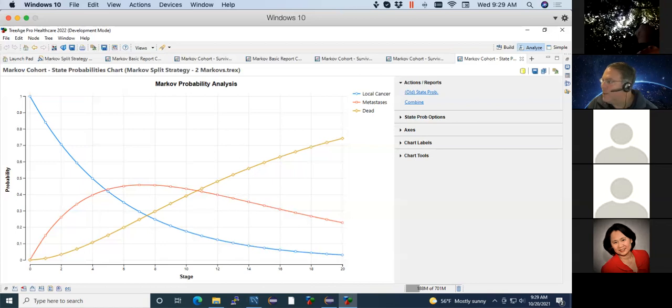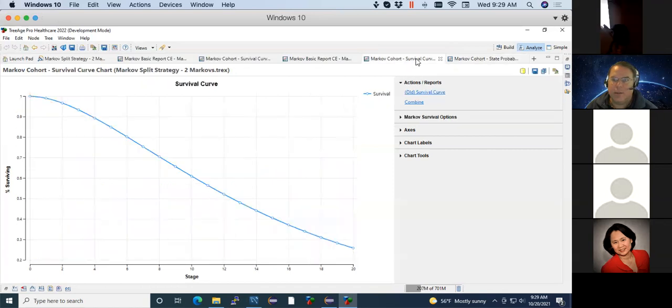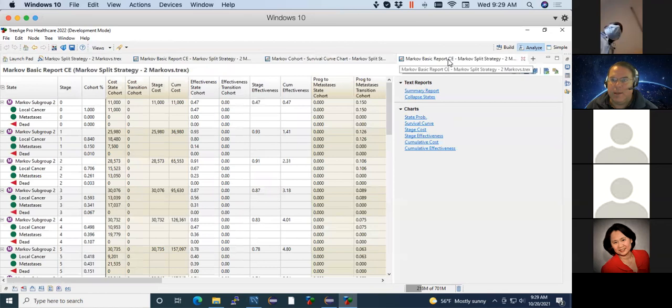Brian here. Sorry, just one question. Just to clarify again, this Markov probability analysis, is it basically the Markov report in graphical form? This graph? Yes, exactly. I'm just going back to the original report.